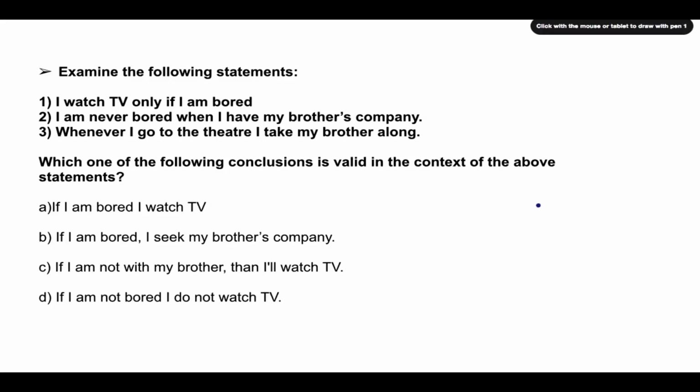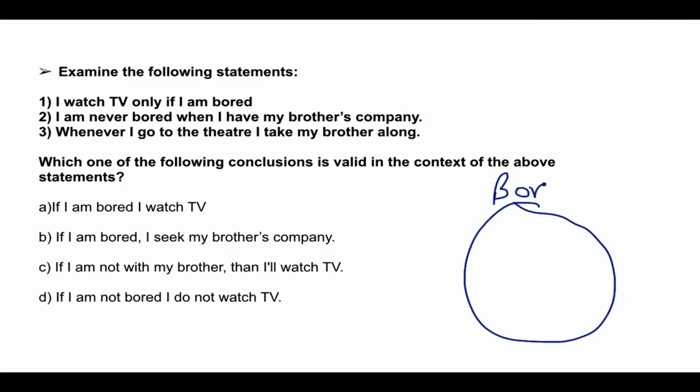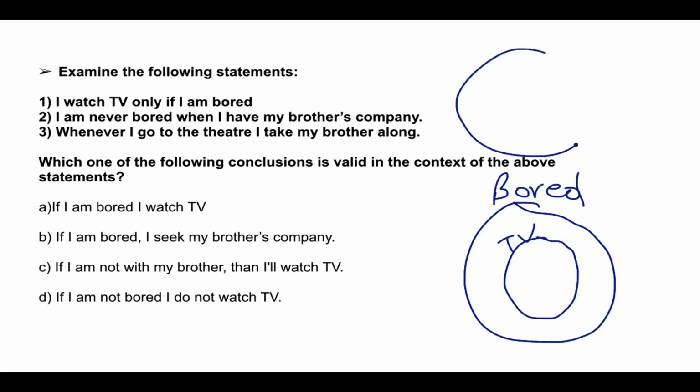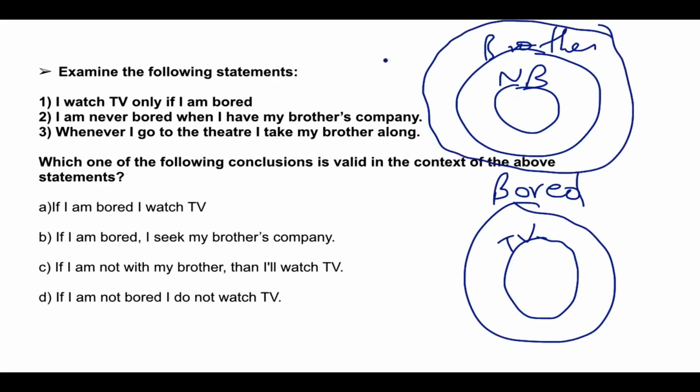Then, I watch TV only if I am bored. So this is called bored and this is called TV. So I can do many things when I am bored, but I'll watch TV only if I am bored. I am never bored when I have my brother's company. So this is brother, and whenever I have my brother's company, I am never bored. And whenever I go to the theater, I take my brother along. So this is theater. This is not a typical syllogism case, so somewhere here brother and theater will come.